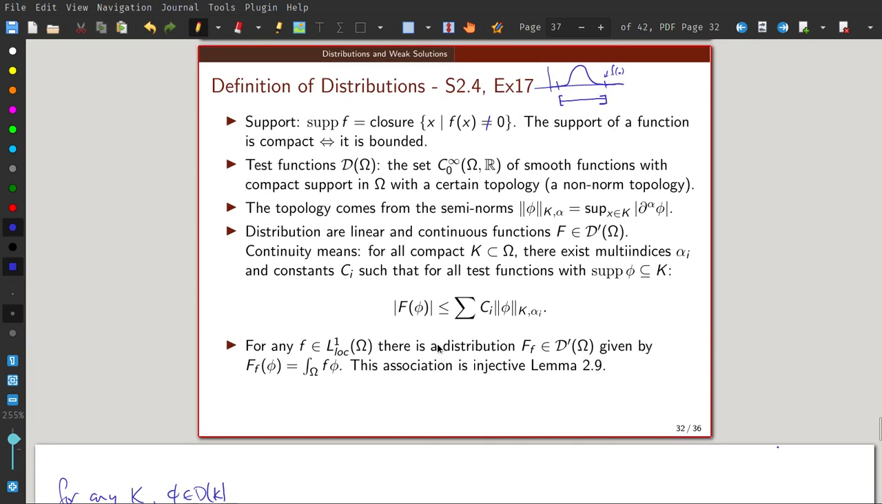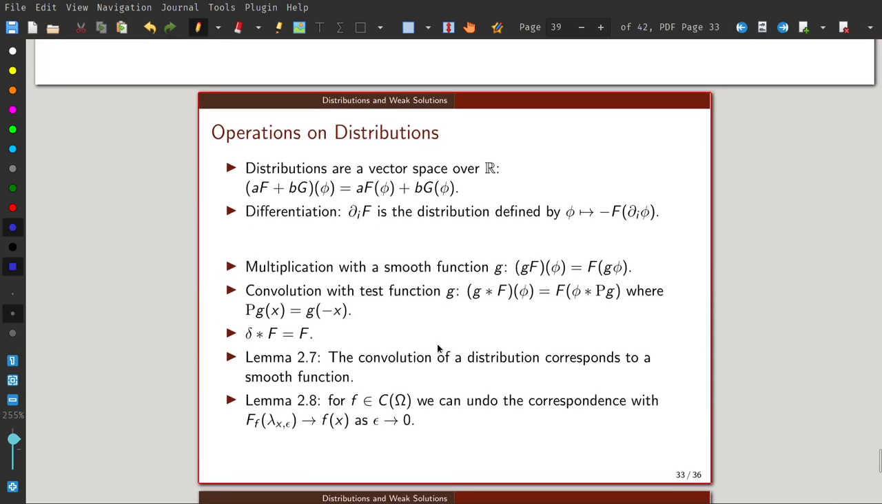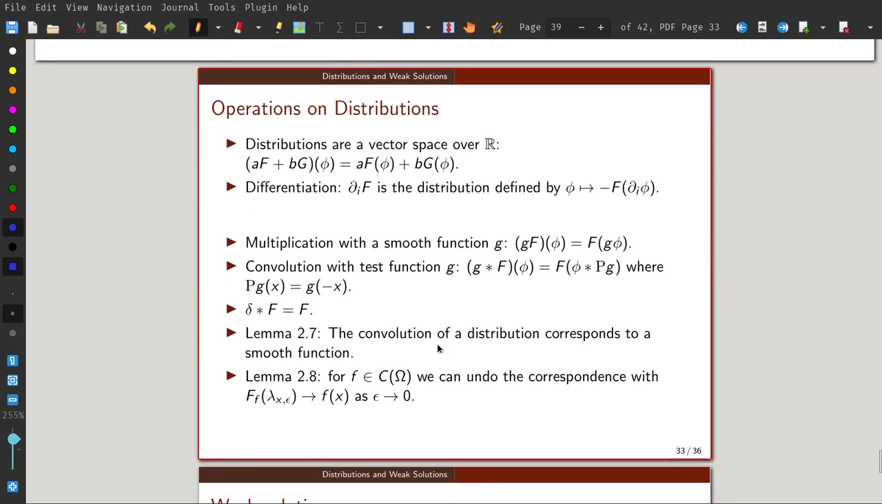So that's the definition of distribution. What can we say about distributions? Because they're in the dual space, they are also a vector space over R. So we can take the sum of two distributions. We can multiply a distribution by a scalar, by a real number, and it just acts like this.